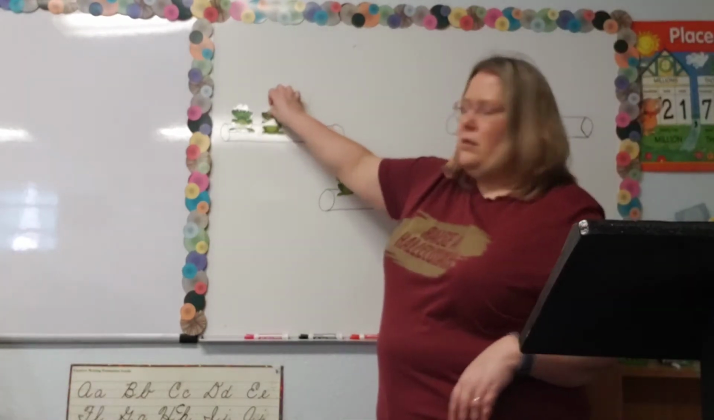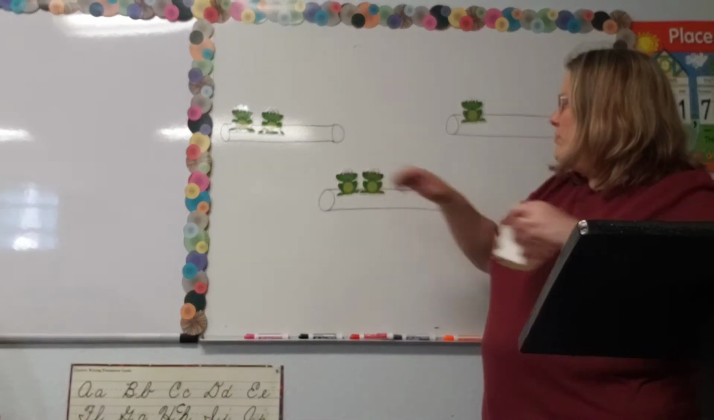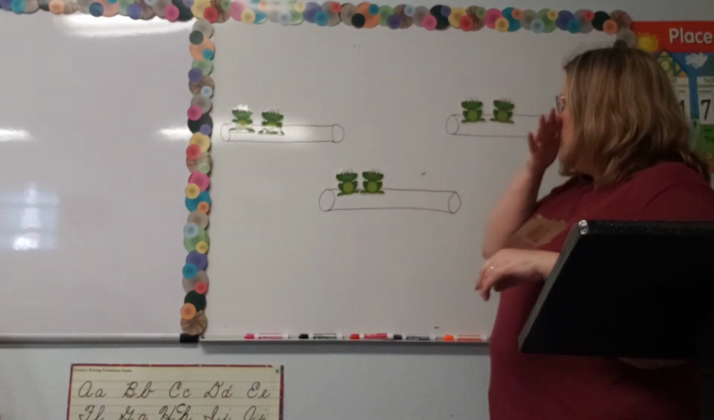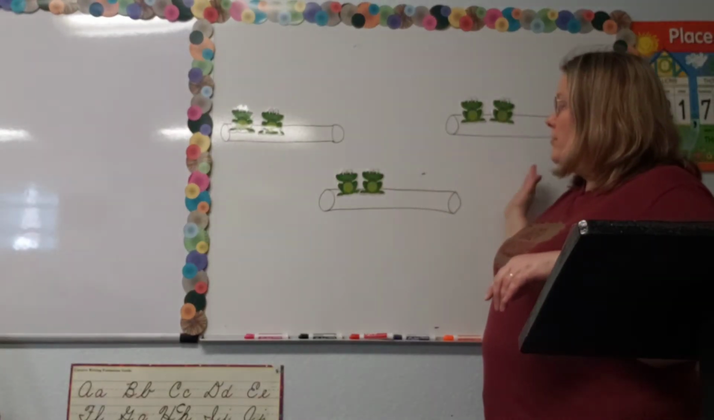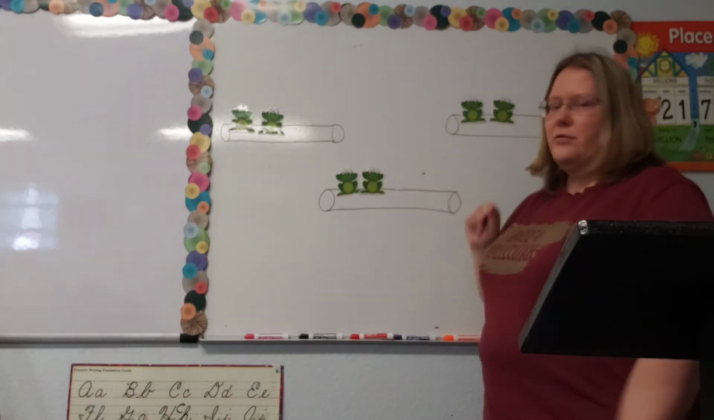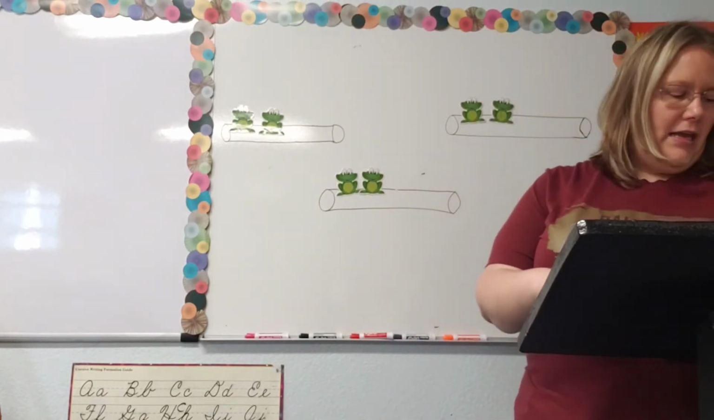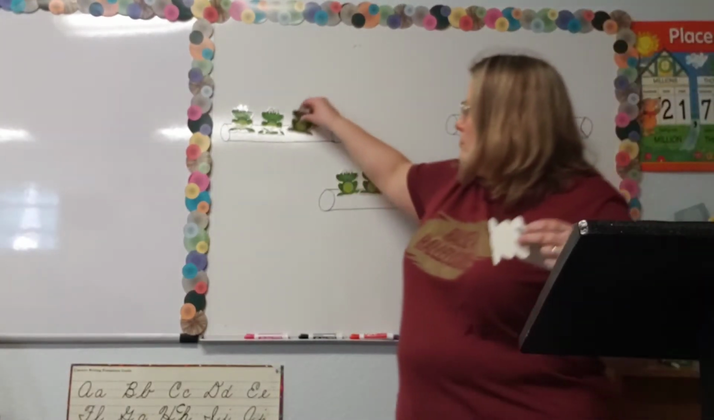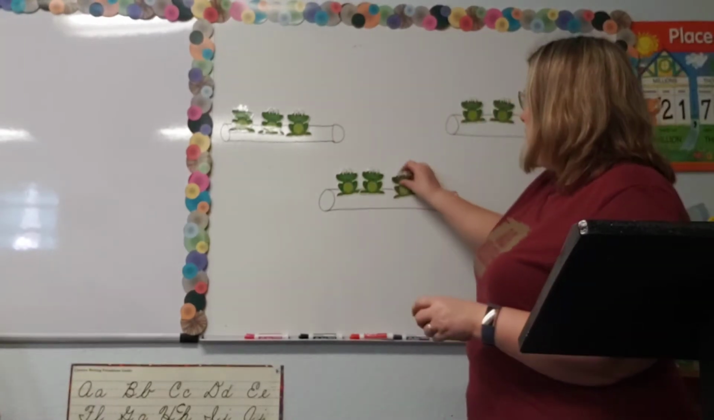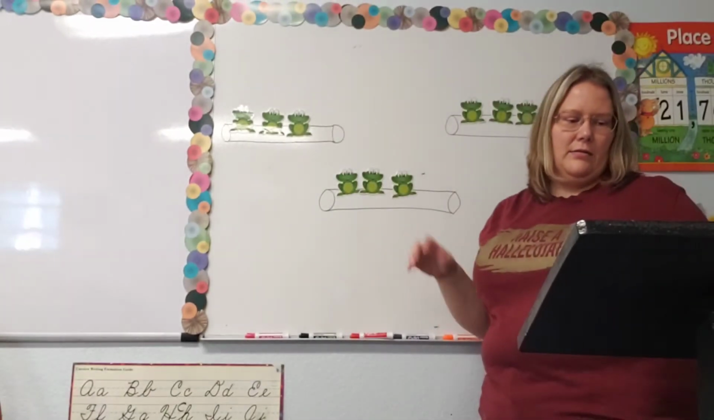So I have 3 logs, 2 frogs on each log. 3 times 3, or 3 times 2, because there's 3 logs, that's where I get my 3. And there's 2 frogs on each log. 3 times 2 is 6. Okay, we add another one. 3 logs, 3 frogs. 3 times 3 is going to be 9.